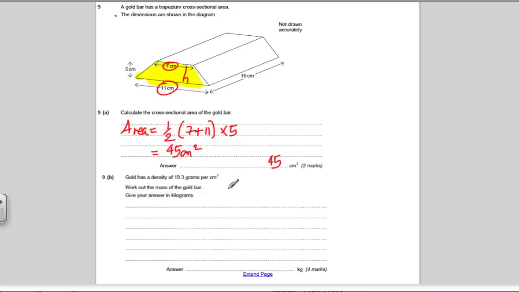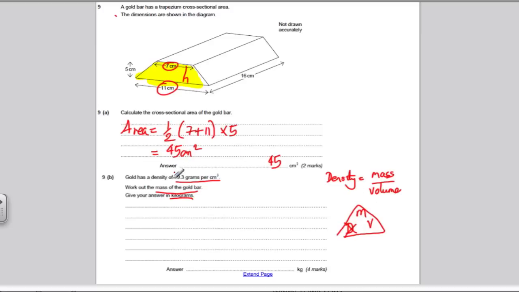Okay, then it tells you that the gold has the following density. Work out the mass of the bar, give your answer in kilograms. Now, you should be thinking back to a couple of questions ago. Either you did a revision card and remember that density is mass divided by volume, or you remember from science you may have done a density triangle. If you want to work out density, it's mass over volume. If you want to work out mass, you cross it out, it's density times volume.